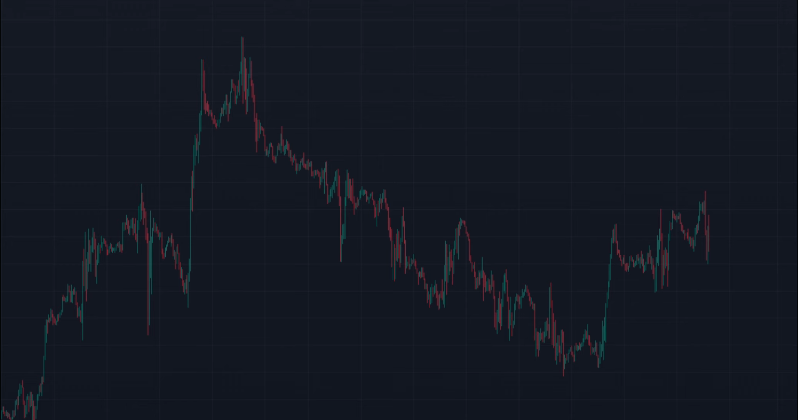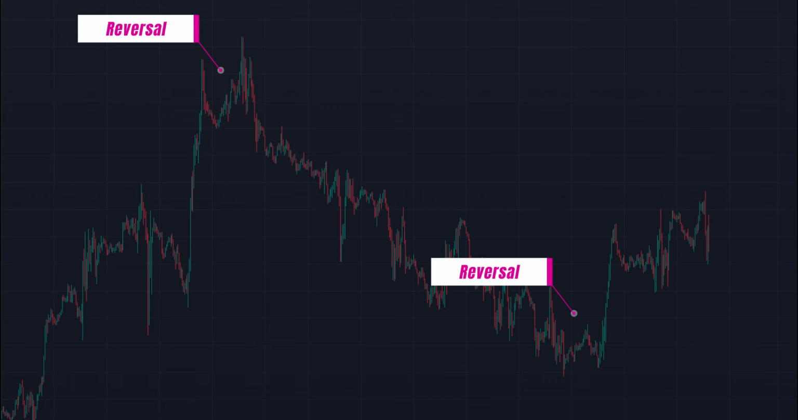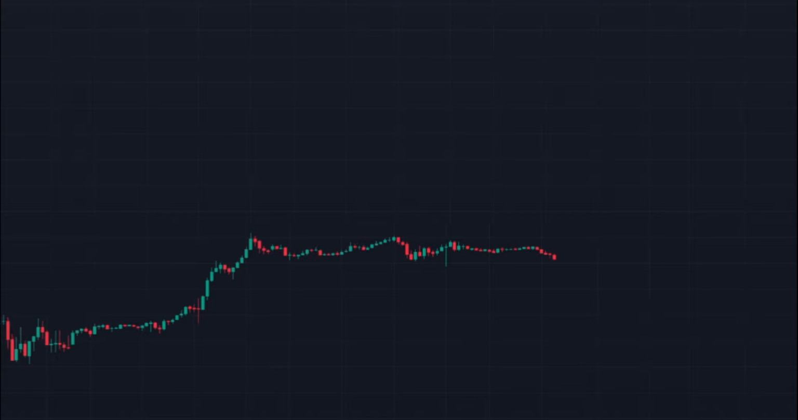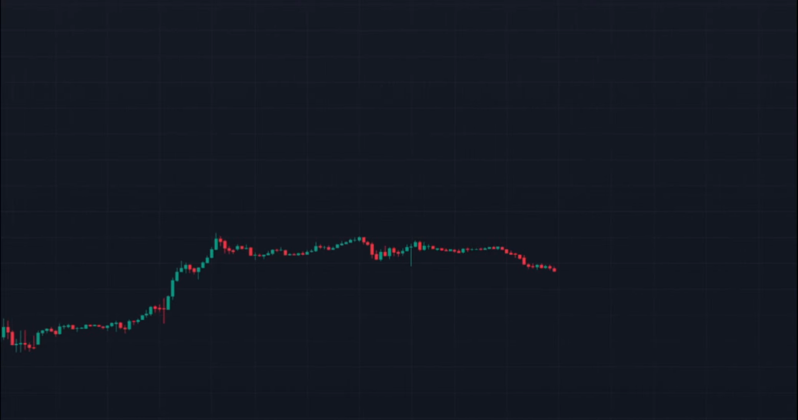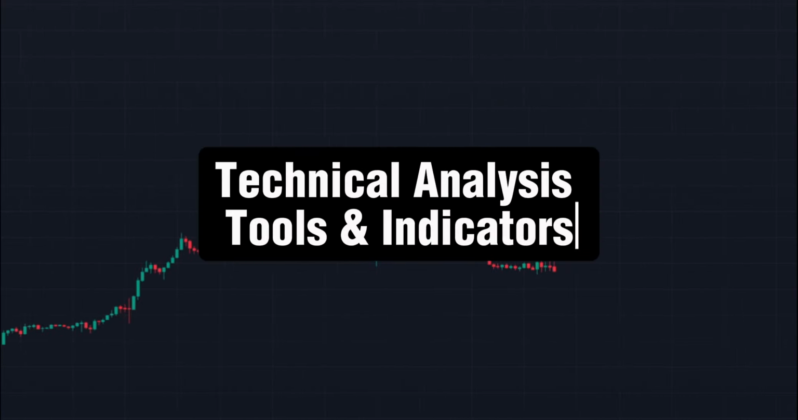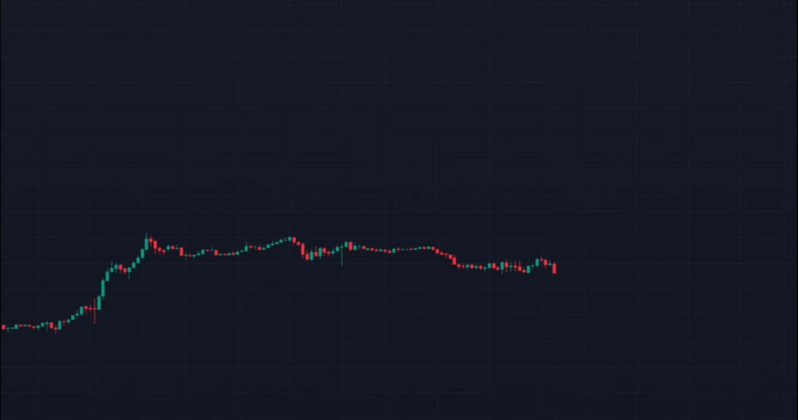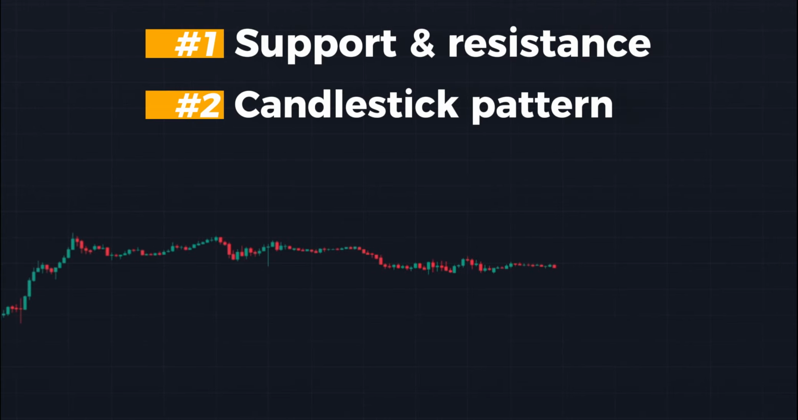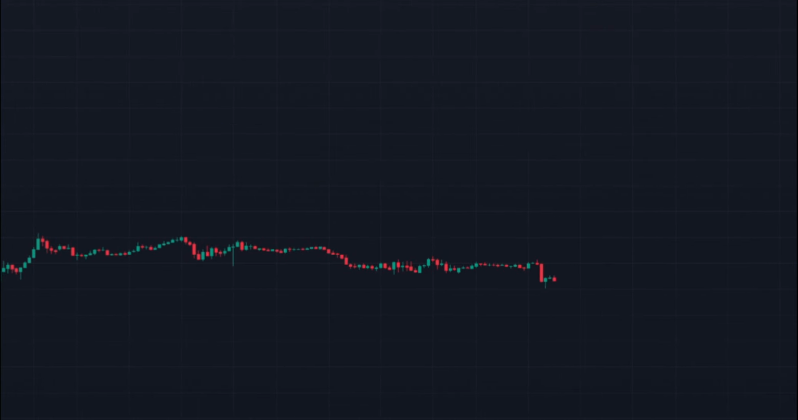In trading, a price reversal occurs when the price of an asset changes direction after a sustained uptrend or downtrend. It is important to check the sustainability of the trend. It is hard to predict reversal in a short period. Although it can be hard to predict the exact moment of a price reversal, there are various technical analysis tools and indicators that can help you find the pattern. Some of them are the support and resistance levels, candlestick patterns, and volumes. But one of the better indicators that we are going to talk about is called divergence.